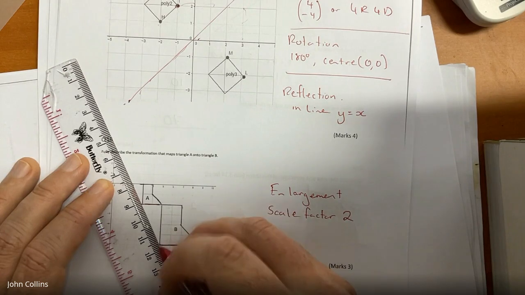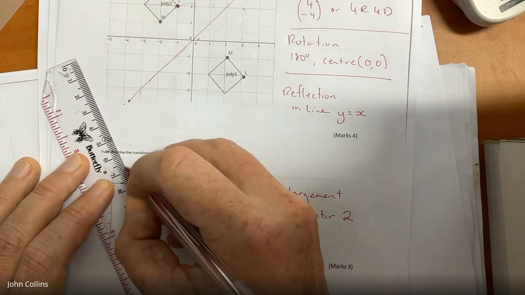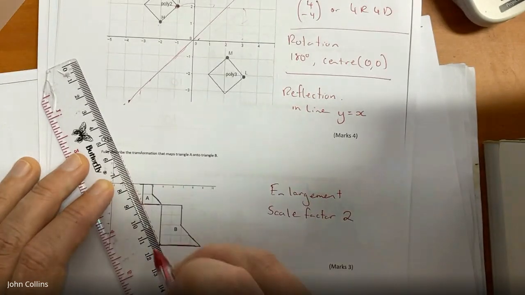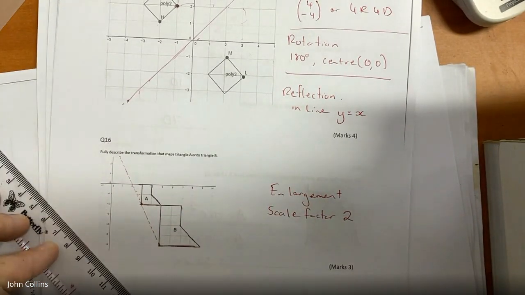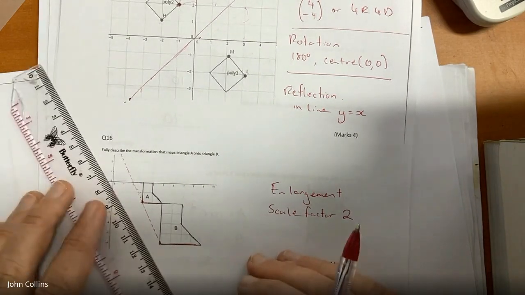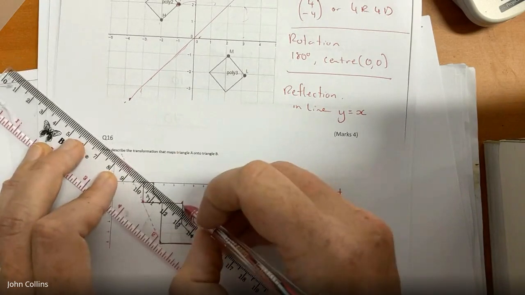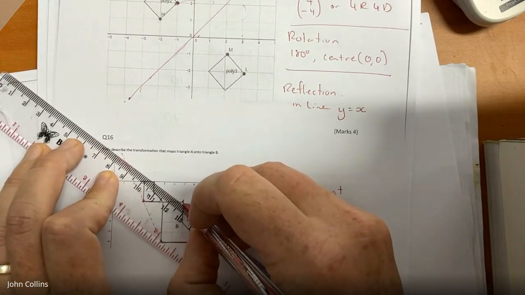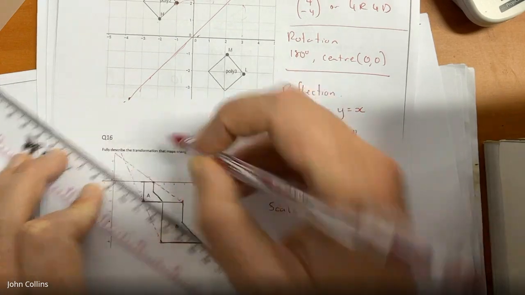Okay, we need the center as well. So we've got to draw in our dotted lines. So notice what I'm doing. I pick the same point in each shape and just draw a line as far as the diagram goes. I do that for a few points. I'll do this one as well. Okay, and I'll do one more.